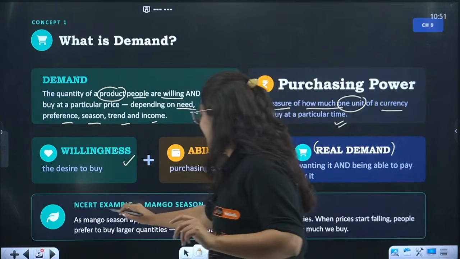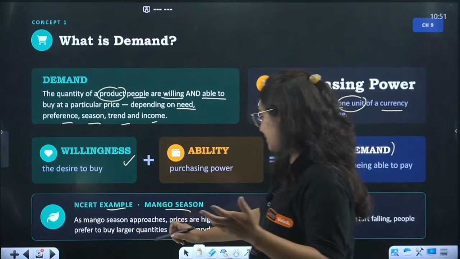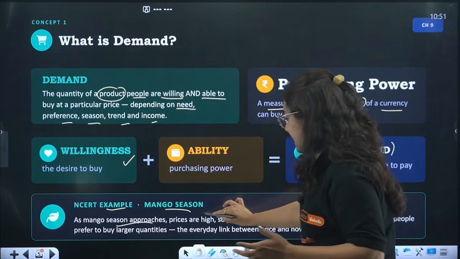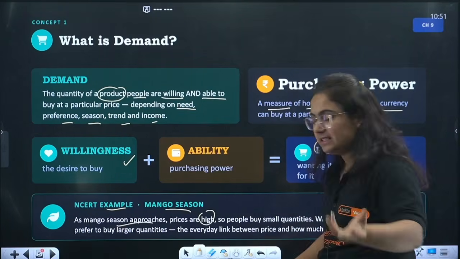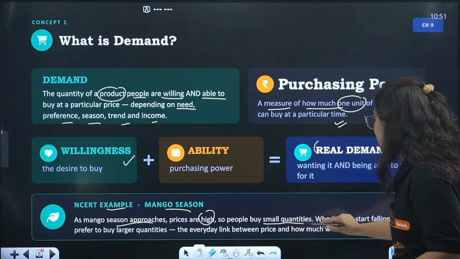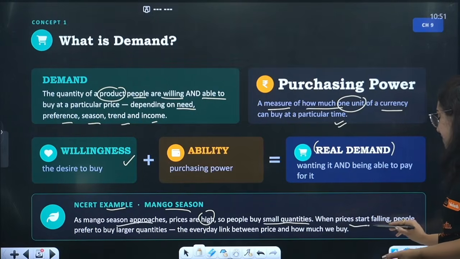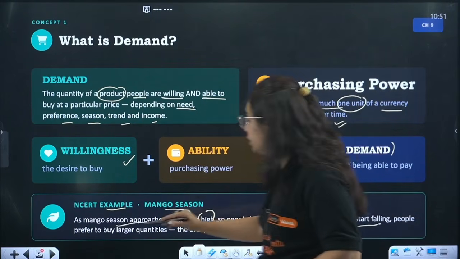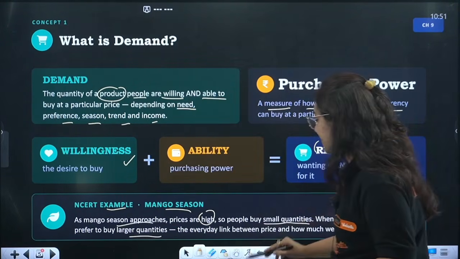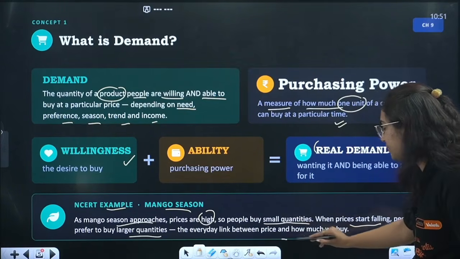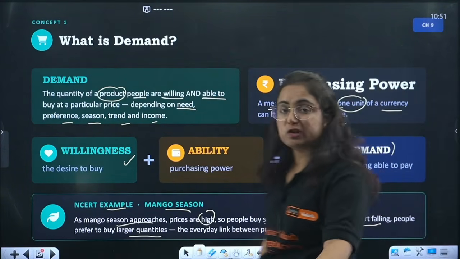So NCERT example from mango season. As mango season approaches, prices are so high initially. So people buy small quantities. But when price starts falling, people prefer to buy larger quantities. The everyday link between the price and how much we buy is actually the demand.